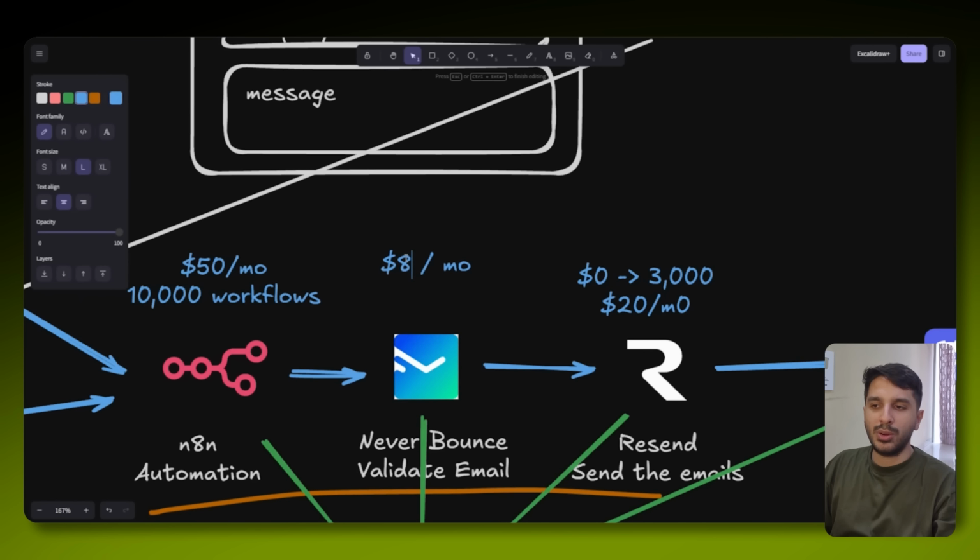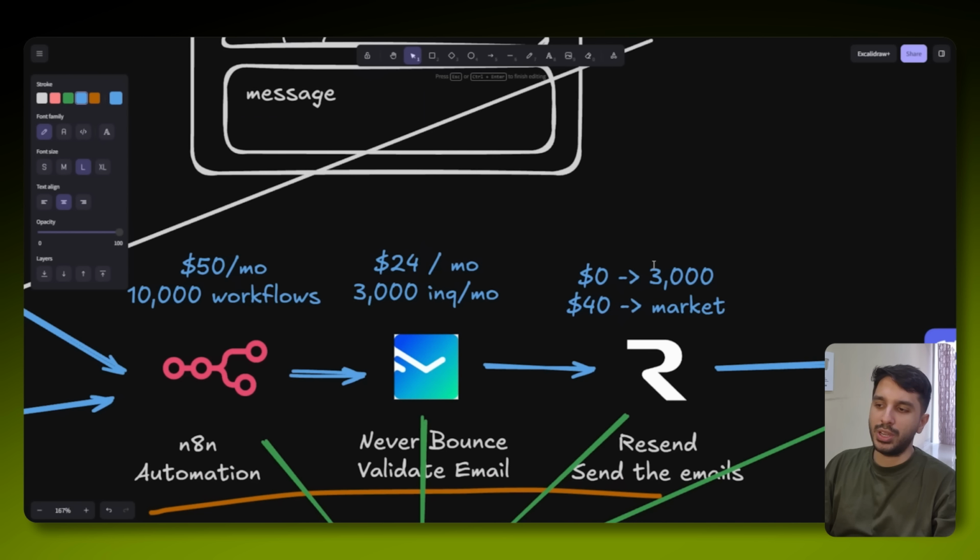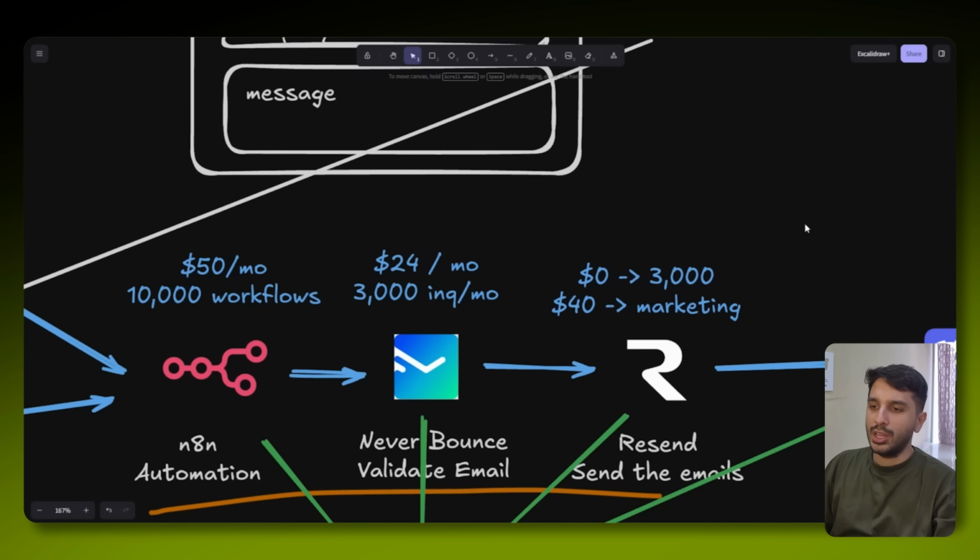Your NeverBounce bill would go to $24 per month because now you're handling about 3,000 inquiries per month. Your Resend bill will still be $0 for the first 3,000 transactional emails. After that, it will also charge you about $40 for your marketing communications. So your total expenditure is already 50 plus 24 plus 40.